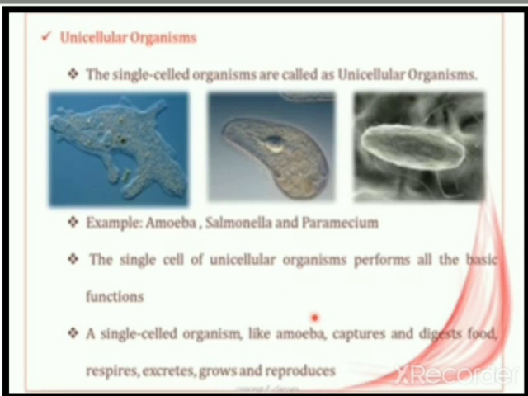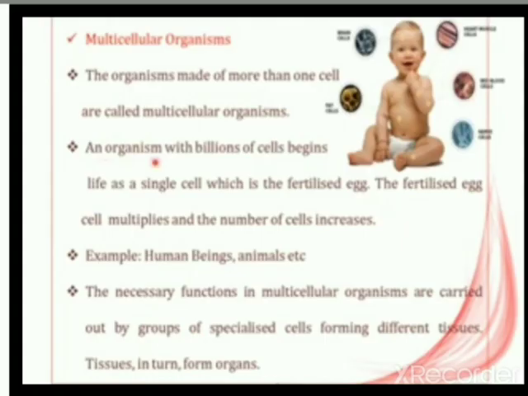A single cell organism like amoeba captures and digests food, respires, excretes, grows and reproduces. So in the case of unicellular organisms, a single cell performs all these functions: digestion, respiration, excretion, growth, and reproduction. So all these functions are done by a single cell. Over to the next, multicellular organisms.